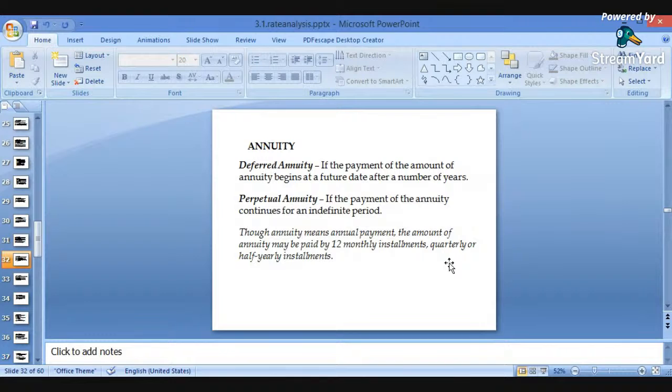And deferred annuity is also there. If the payment of the annuity begins at a future date, after a number of years, if we are starting some years after in the future, then it is the deferred annuity. Perpetual annuity is also there if the amount of the annuity continues for an indefinite period. If it is continued for years, not a definite period of years, then that annuity is considered as the perpetual annuity.